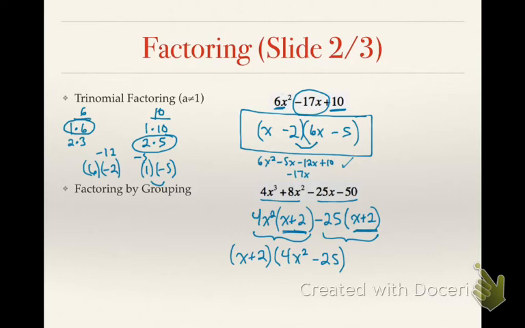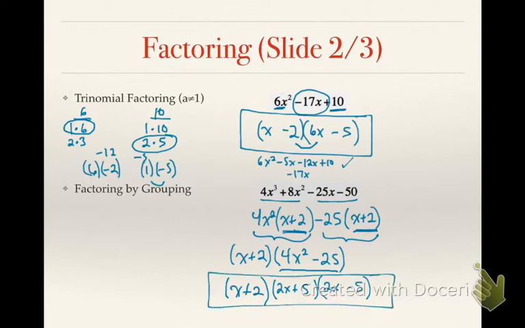Okay, and from there, we're going to get to the next slide about complete factoring, but I'm noticing that this 4x squared minus 25 can factor again. It's a difference of perfect squares. The 4x squared is a perfect square, 25 is a perfect square, so might as well go ahead and finish factoring this off. So the 4x squared minus 25 breaks up into 2x plus 5 and 2x minus 5. There's your factored form.